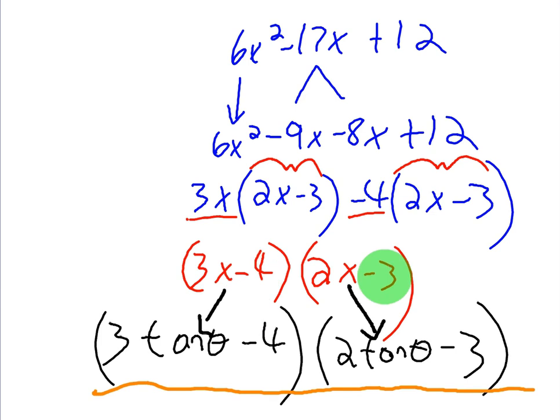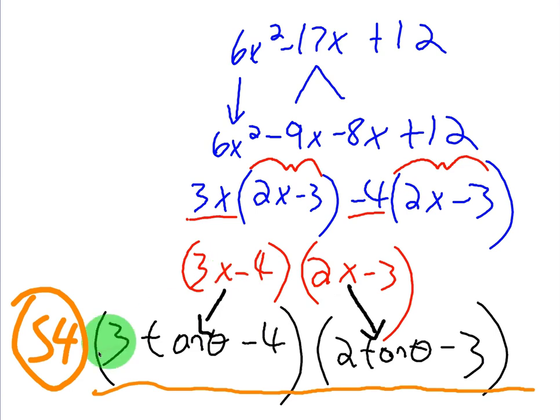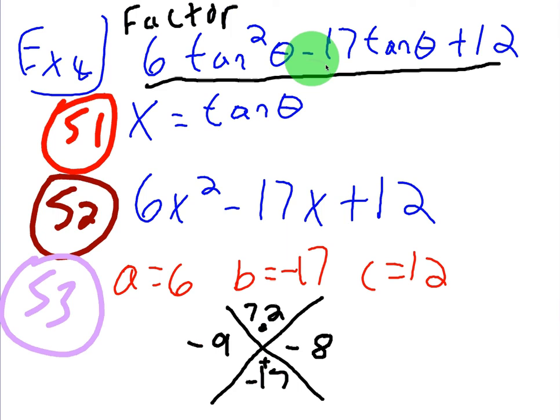The last step, and I believe this is step 4, is to replace the variable with what its trig function was. So since x was equal to tangent, our final answer is 3 tangent of theta minus 4 times 2 tangent of theta minus 3. This is the factored form of 6 tangent squared theta minus 17 tan theta plus 12.